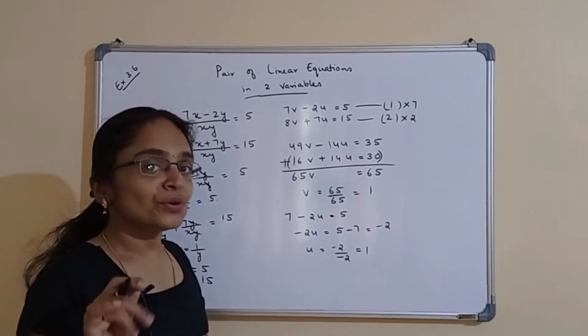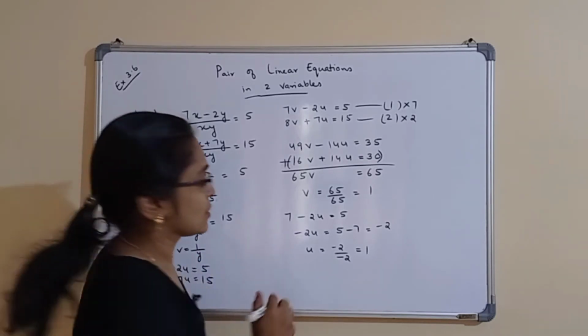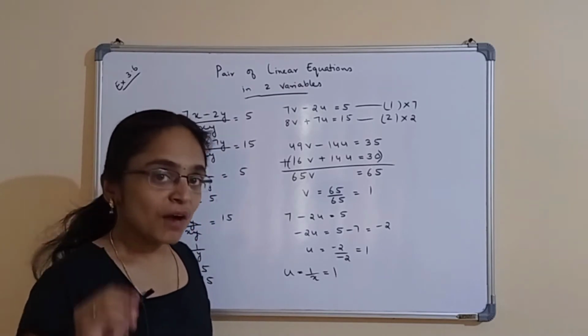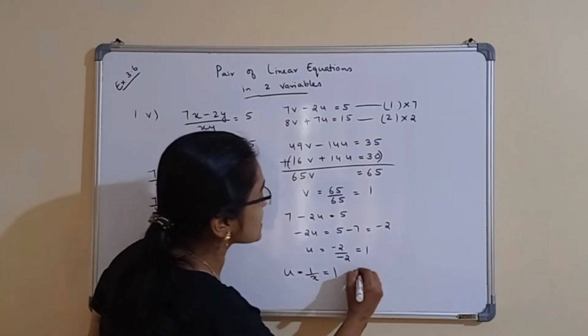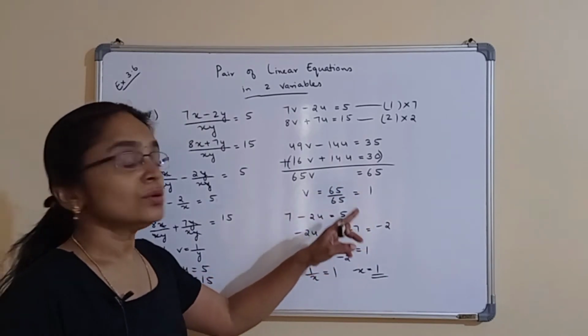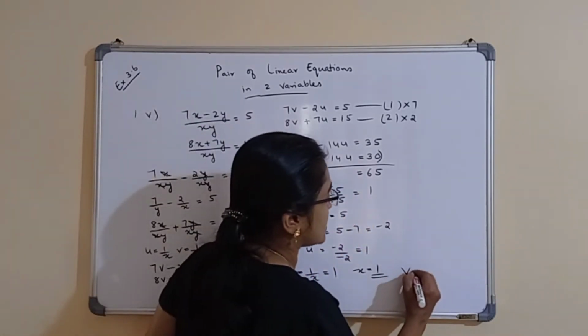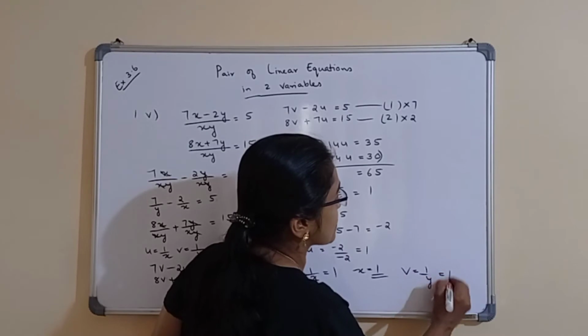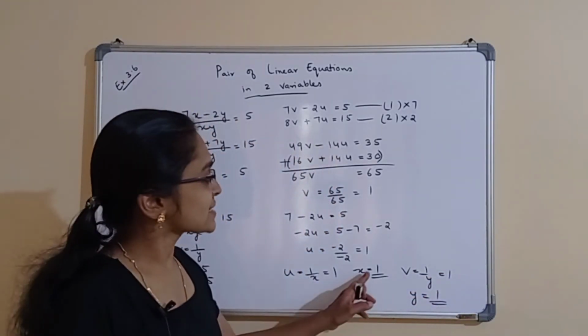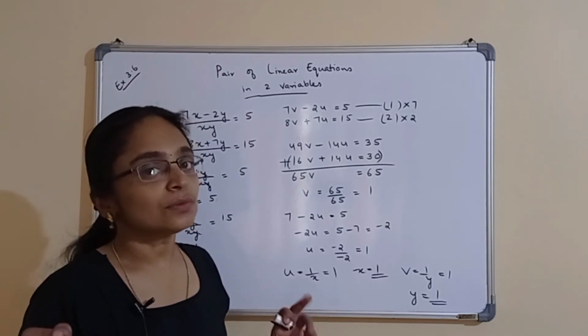And u is equal to 1 by x, which is equal to 1. So 1 by x is equal to 1 means x is equal to 1. And v is equal to 1 by y, which is equal to 1. So y is equal to 1. So the value of x and y are 1 and 1.